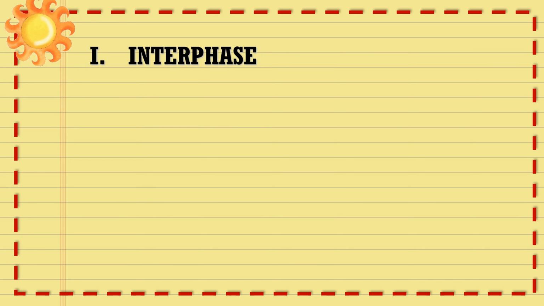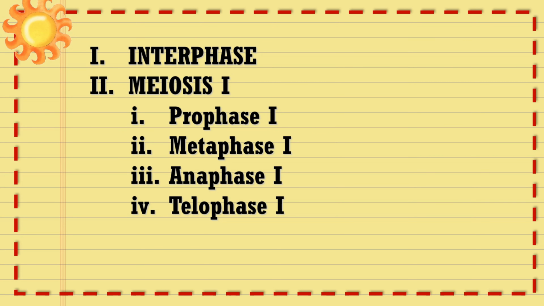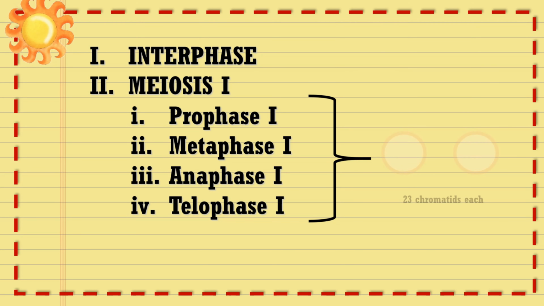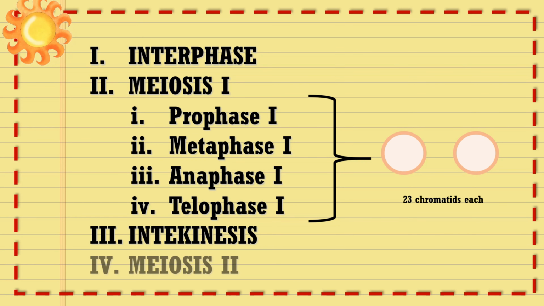That's why preliminaries like the interphase, which ensures cell growth and DNA replication, take place before meiosis I, or the first cell division process of the whole meiosis cycle. After meiosis I, two haploid cells will be produced, and these will undergo interkinesis or cell rest before proceeding to meiosis II. By now, you might be wondering why I use chromatid instead of chromosome.